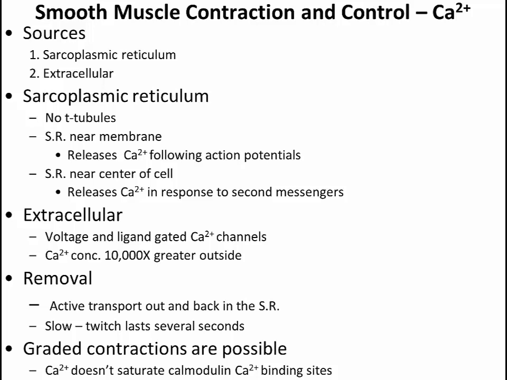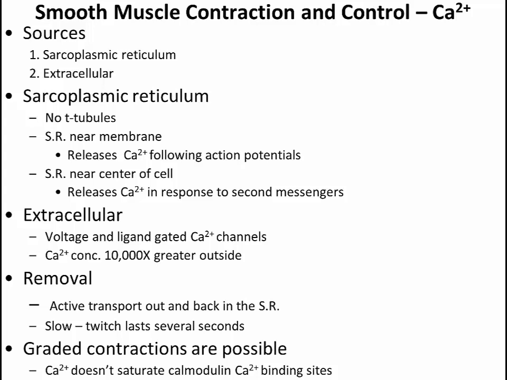A twitch lasts several seconds in the case of smooth muscle, whereas it only lasted a fraction of a second in the case of skeletal muscle. We also notice that in the case of smooth muscle, graded contractions are possible depending on the concentration of calcium that enters the cell.